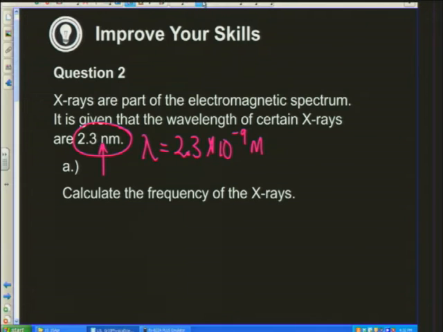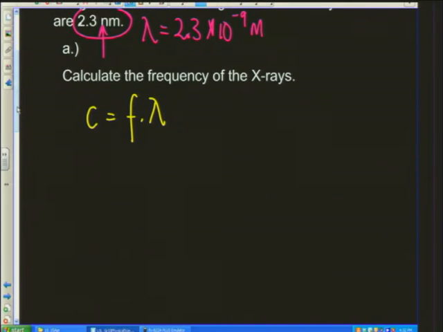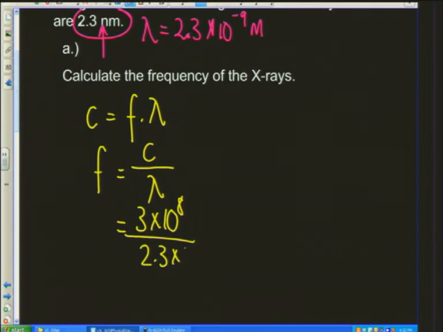Now I've done a similar question a moment ago. We have C is equal to frequency times lambda. I always write the original equation first, and then you can go and play with it. What have I got? I'm trying to find frequency. So frequency by itself is going to be equal to the speed of light divided by the wavelength. And that's 3 times 10 to the power of 8 divided by 2.3 times 10 to the power of -9. Now, I want you to note that negative is important.